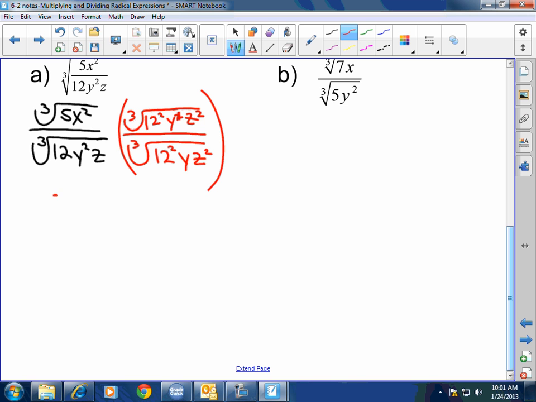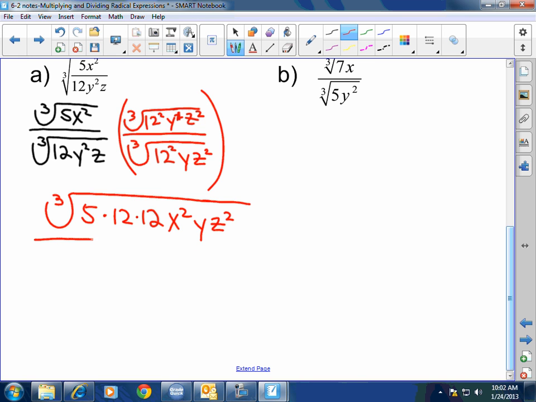So now I'm going to have the cube root of 5 times 12 times 12. Always leave it easy for yourself. Don't multiply it out. Don't do 144 times 5. Do 5 times 12, which is 12 squared, times x squared y z squared over, what's 12 times 12 squared? 12 cubed, so that comes out as a 12. What's y squared times y? Y cubed, so it comes out as a y. What's z times z squared? Z cubed, so it comes out as a z.